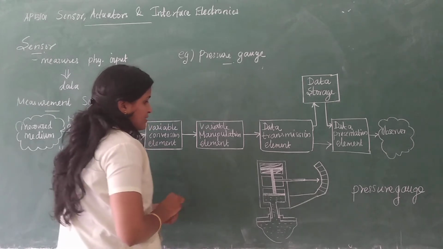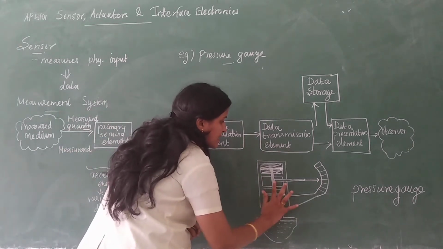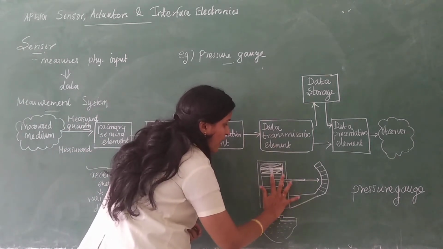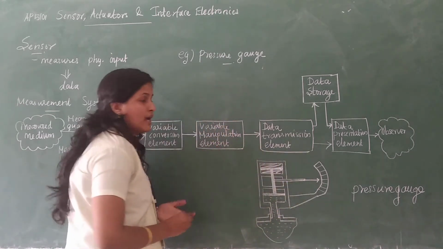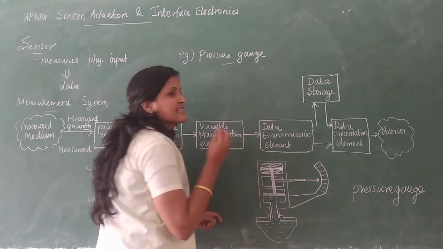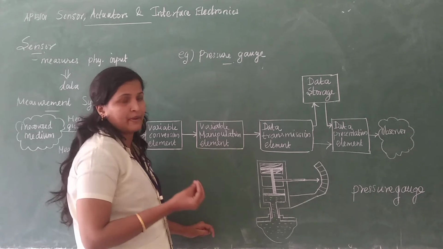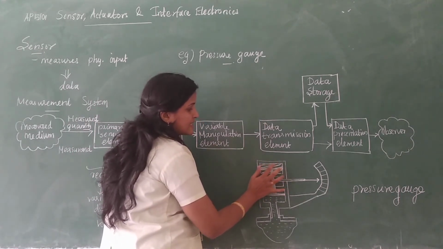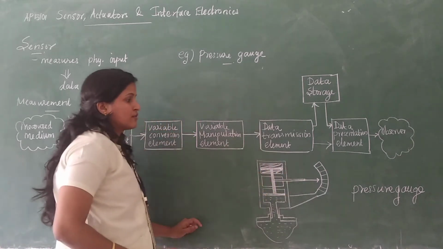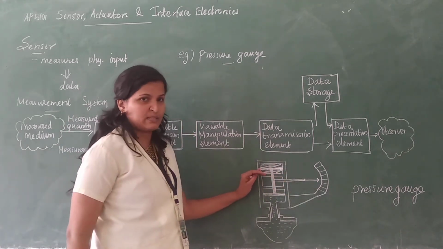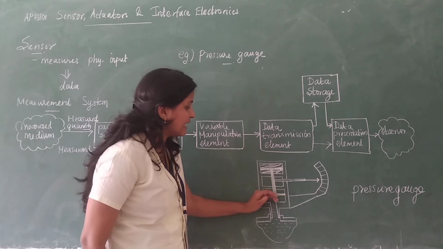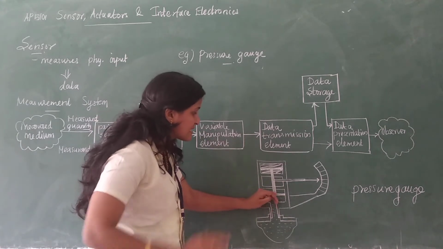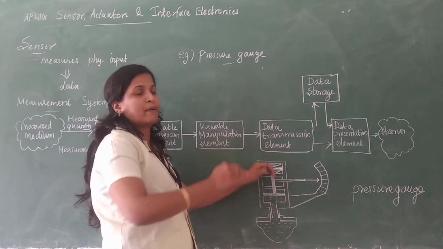So what happens due to this force? This rod will be moved, and a slight displacement happens. That displacement is controlled by the spring. You have to draw it in exactly this manner. So the force is converted into displacement.